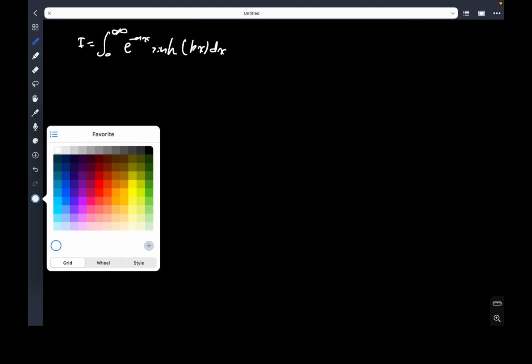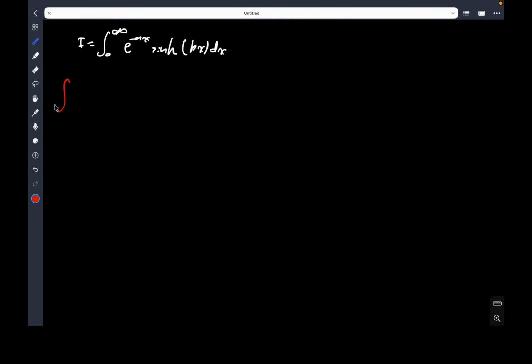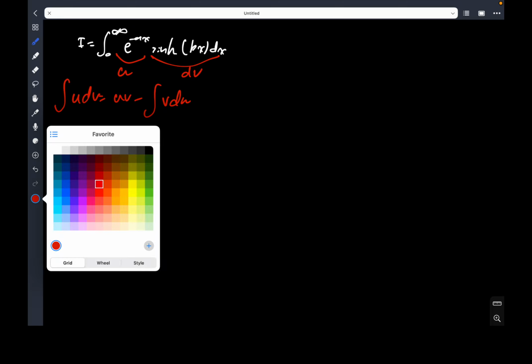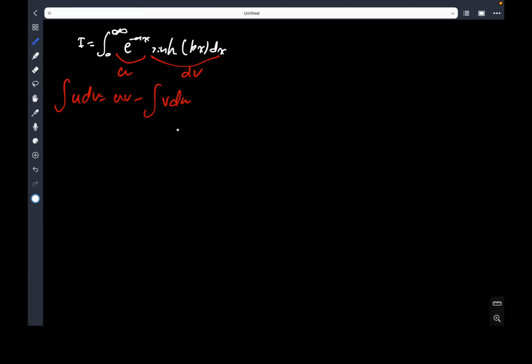So first, let me remind you of integration by parts. That is, if I have a function u dv, I can integrate it with this method of integration. It equals uv minus the integral v du. So right now, this portion of my integral is u, and this portion is dv. Sinh of bx dx is dv.